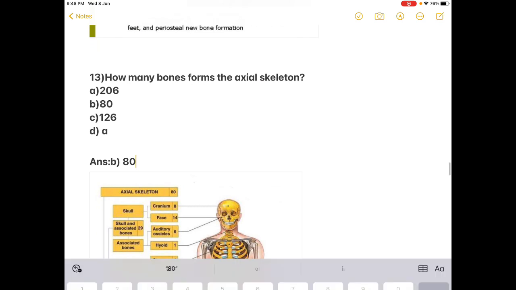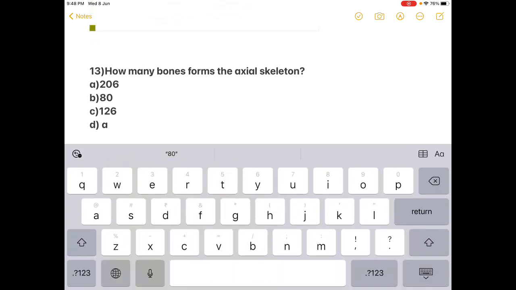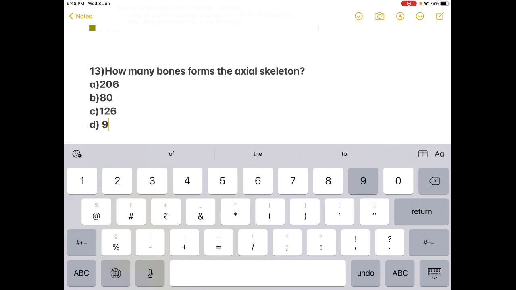Next question. This is also very common, very simple question. How many bones form the axial skeleton? As we all know, the skeleton is divided into axial and appendicular. Total number of bones is 206. Obviously it's not A. Option B 80 might be. Option C 126 might be. Option D 90. Alright, so the correct answer here is B.